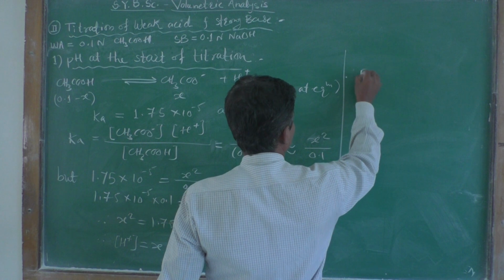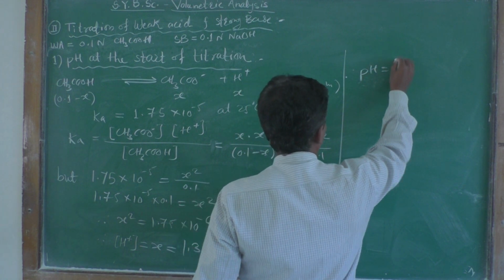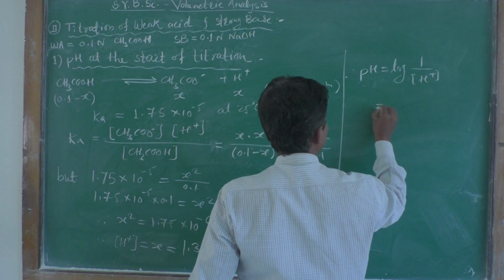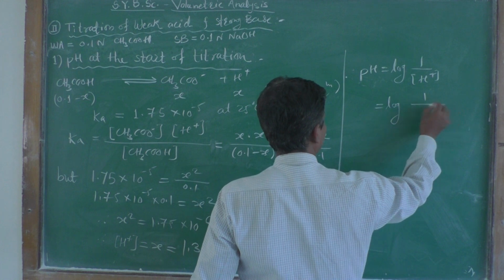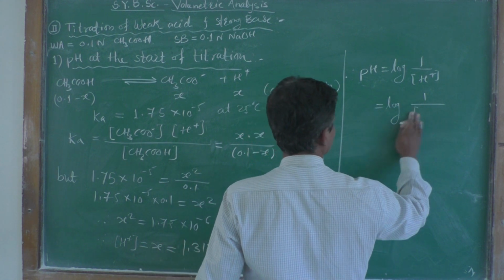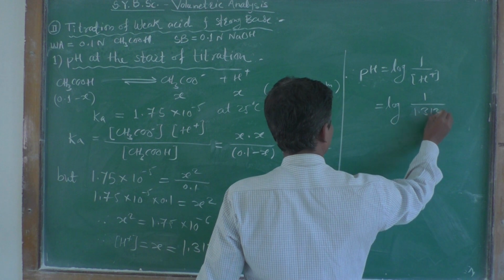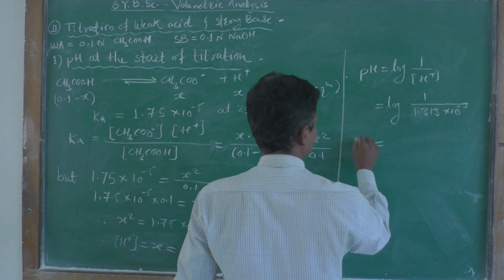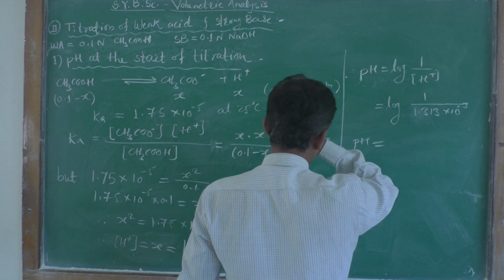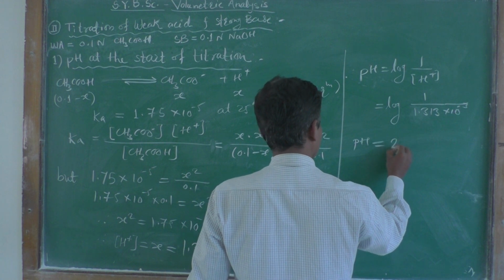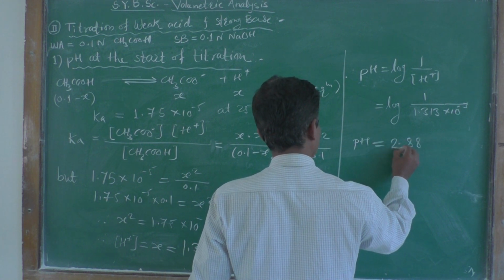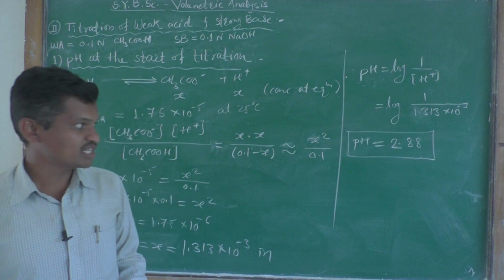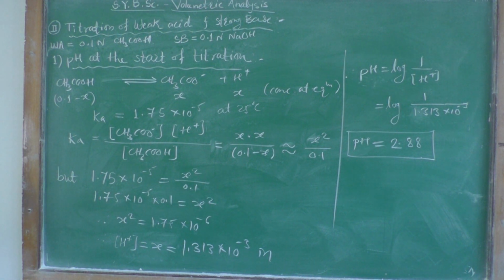So therefore pH is equal to log of 1 upon H plus ion concentration, and that is equal to log of 1 upon, what is H plus ion concentration? 1 upon 1.313 into 10 raised to minus 3. So if you solve this equation, the pH of your solution at the start of titration becomes 2.88. You can solve this by using a calculator. The answer will be 2.88 units.